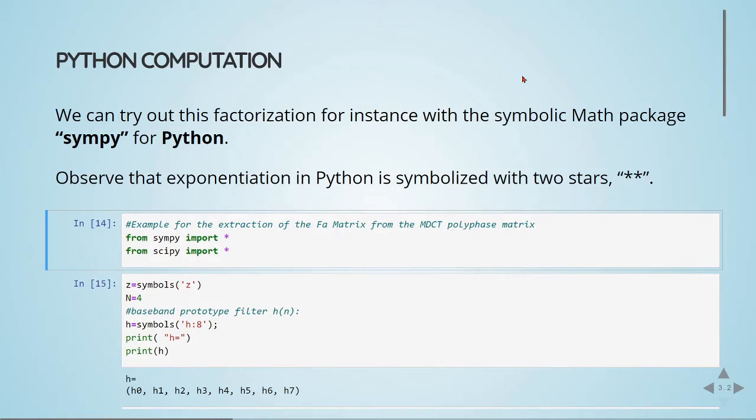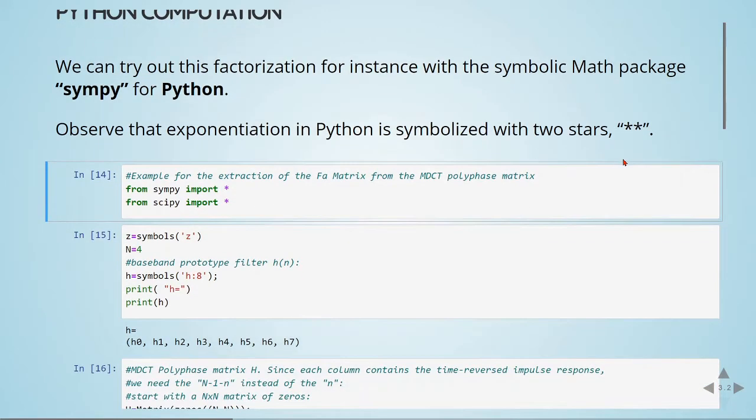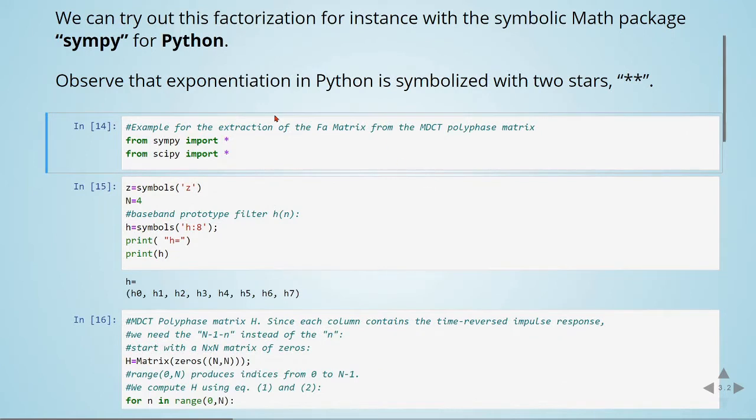Once again, let's use Python to take a look at what we've seen. So we can try out this factorization, for instance, if we use SymPy, the symbolic mathematical package, and observe that exponentiation in Python is symbolized with 2 stars. So here from SymPy we're importing all, and from SciPy we are also importing everything.